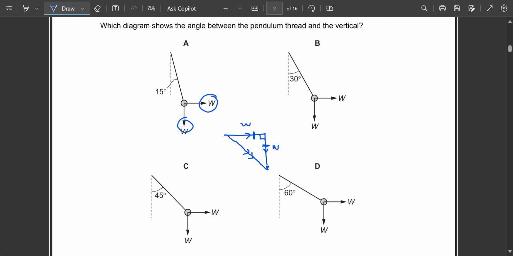To balance that, it has been attached with a string. So the string must be making an angle of 45, because when you have an isosceles triangle, this one is 90 and these both are 45. So that should be 45. So C is your answer.